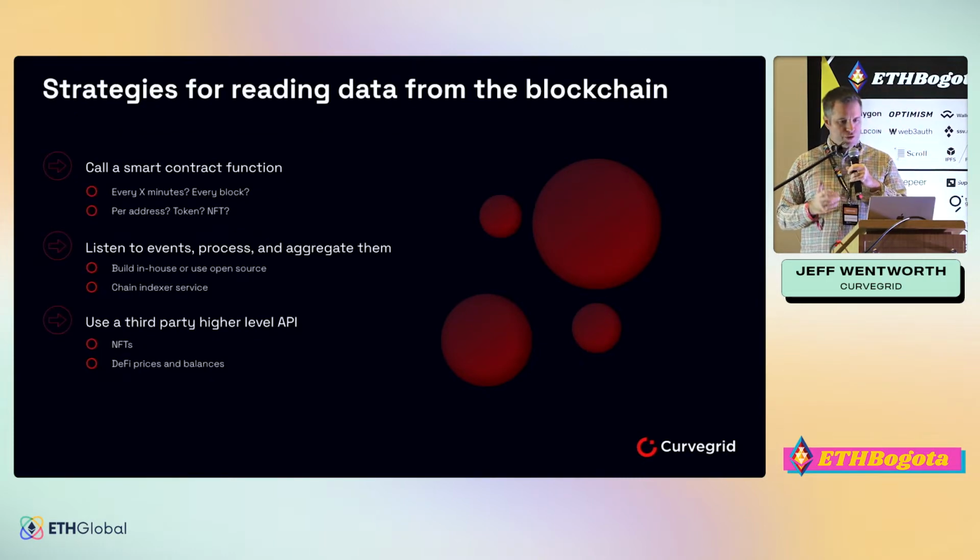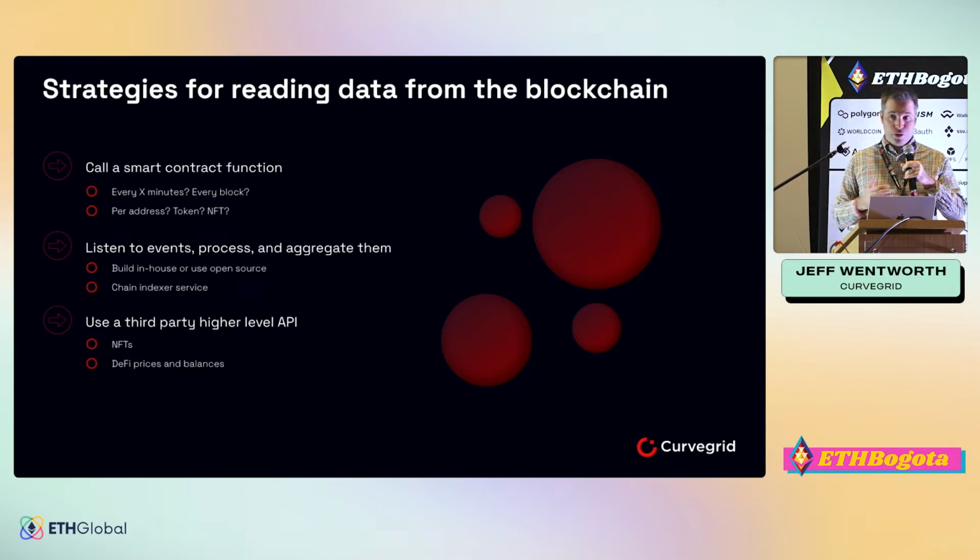So some strategies for reading data from the blockchain, right? Again, keeping in mind what we've just talked about. You can call a smart contract function. You can call a balance of, or you can call one of the enumerable functions. But then the question becomes, how often do you call it? Do you call it every certain number of minutes and cache the results? Do you call it every block? Are you doing this per address?